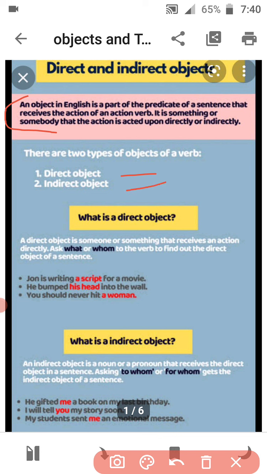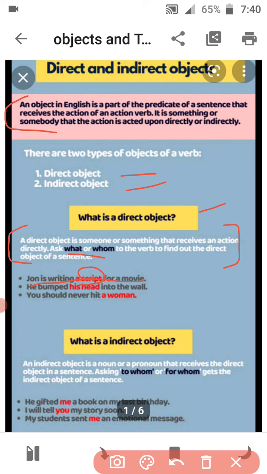Now we will learn what a direct object is. A direct object is someone or something that receives an action directly. Ask what or whom to the verb to find out the direct object of a sentence. For example, John is writing a script for a movie. So he is writing the script. A script is the direct object.